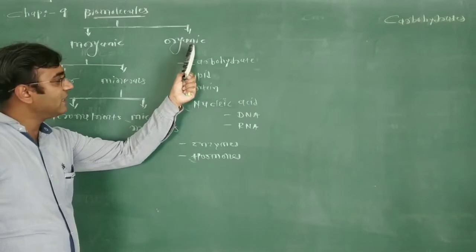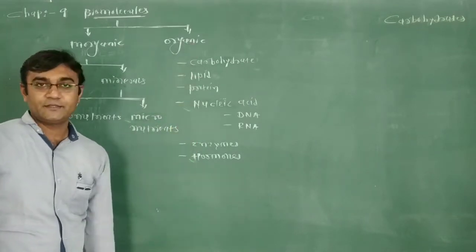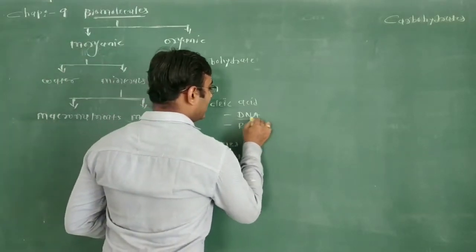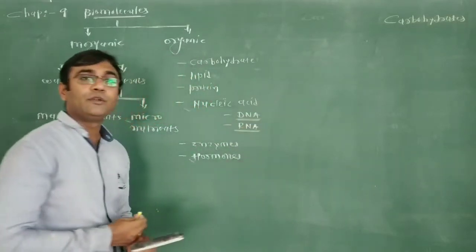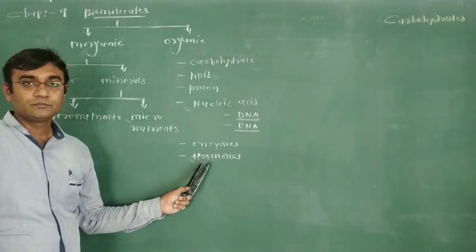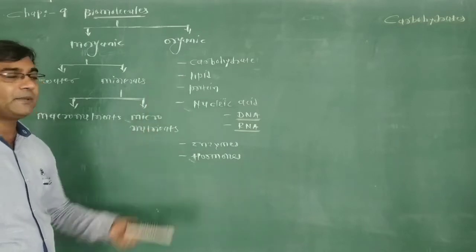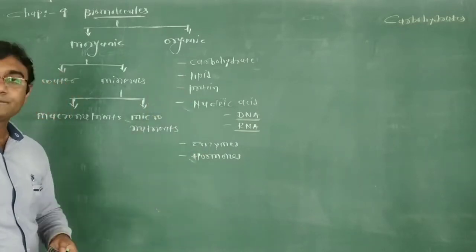Organic chemicals are carbohydrate, lipid, protein, nucleic acid. There are two types of nucleic acid we know. One, DNA, that is deoxyribonucleic acid, and second, RNA, ribonucleic acid. Enzymes and hormones. The majority of hormones are made up of protein, but some are also made up of lipid. Enzymes are most often made up of protein.